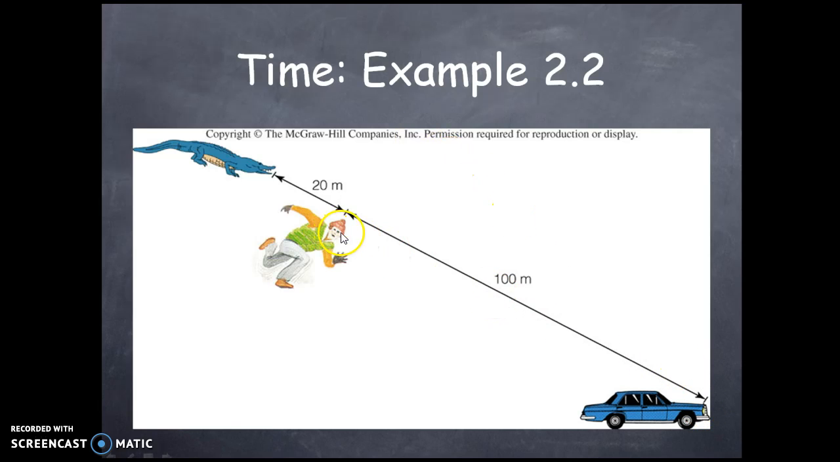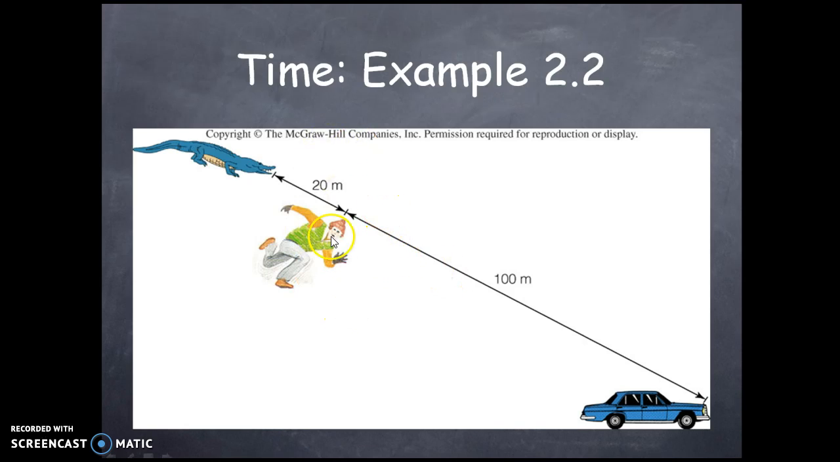Let's say that since you have a shorter distance to cover, if you're fast enough, you can reach the car, then you'll be safe. If the alligator is going to take less time than you, then it means it's going to stop you somewhere in the middle and attack you. Then you won't survive. So let's see who will reach first.